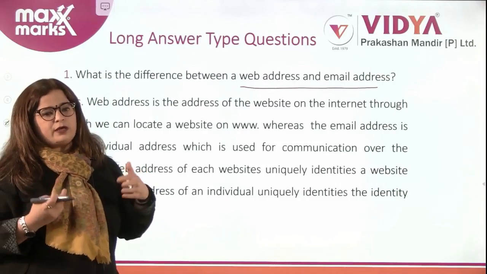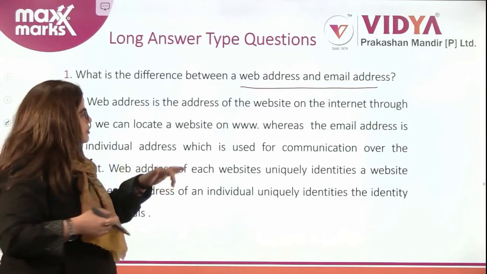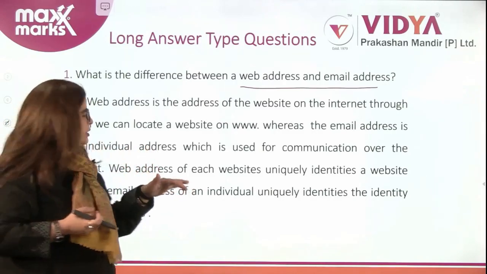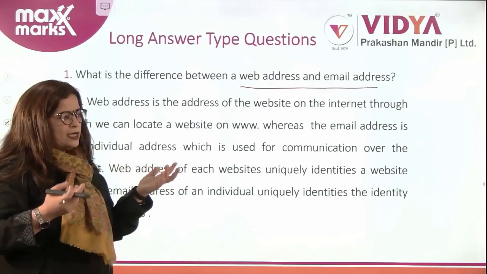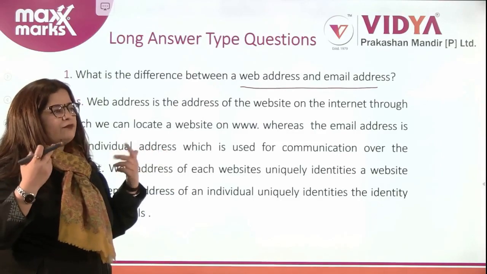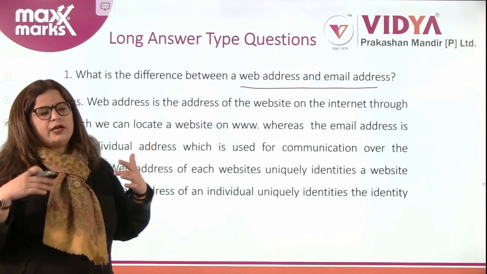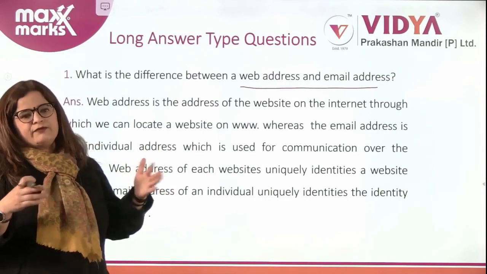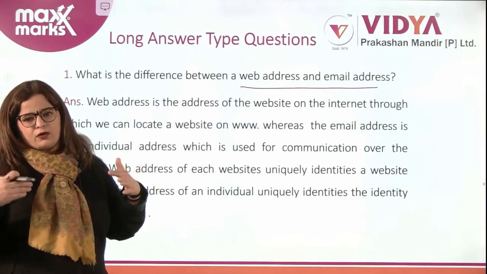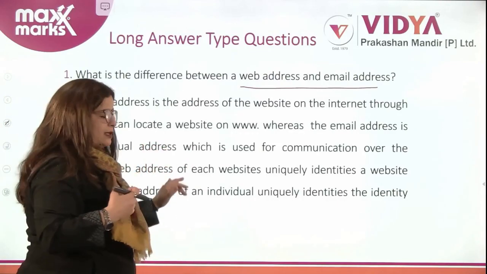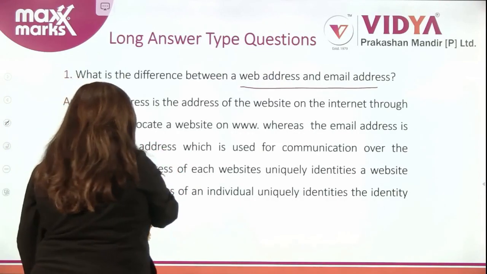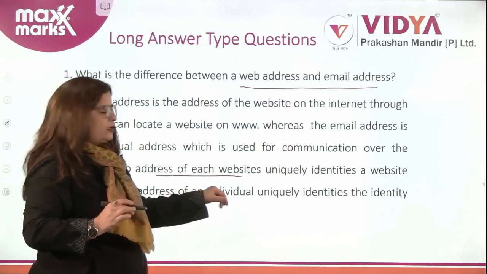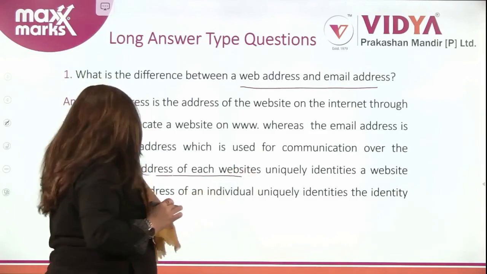These are the unique addresses of the individuals, right? Which we use for communication over the internet through emails. See, if we have to send some letter to someone through the normal post, we need the address of that person. In the same way, when we have to communicate with someone online, then we need to use an email address, right? Web address of each website uniquely identifies a website, whereas email address of an individual uniquely identifies the identity of the individual.